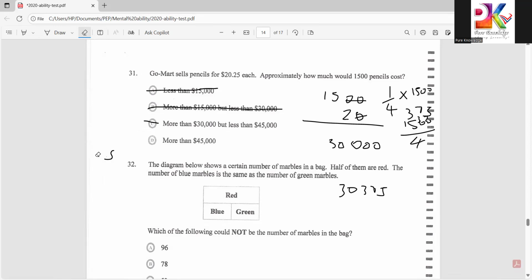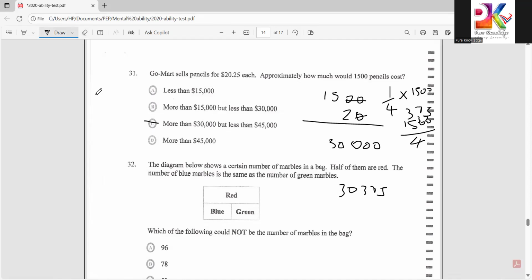There's another way you can do it too. You can times 25 by 15, and that will give you 375. But if you see this, guys, 25 cents could never equal more than 45,000, right? So the answer would be that.